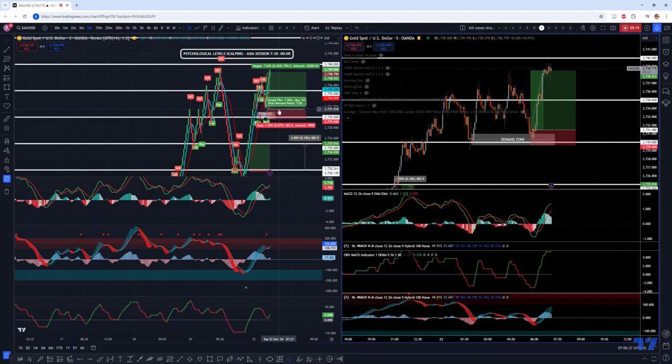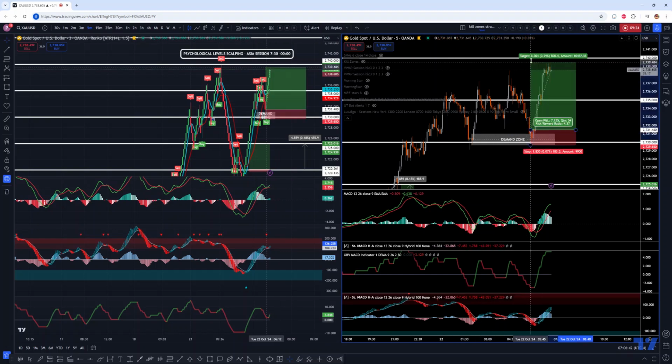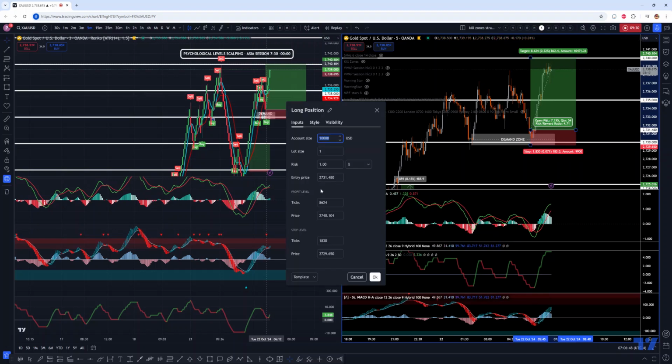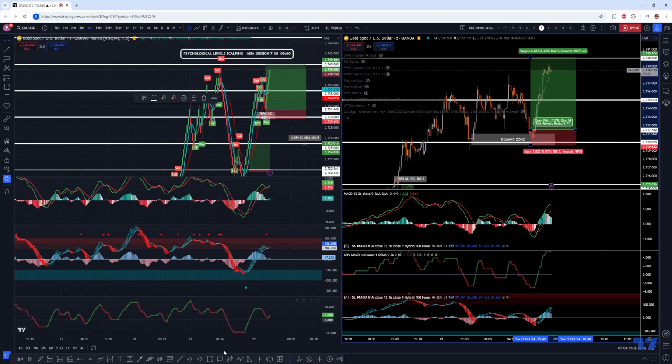So, like this, as it is now, we can see clearly this one will give us a minimum of, let me see here, around 8,624 ticks. That is what we are looking at right here. And that is not a joke. So, if we look at it, that is 8,000 divided by 10 for gold. That's pure 800 points right there.